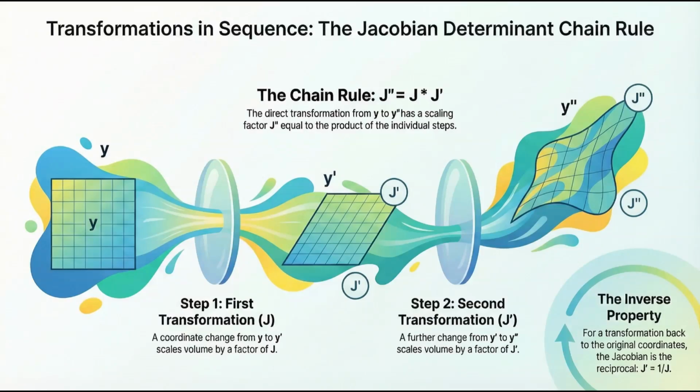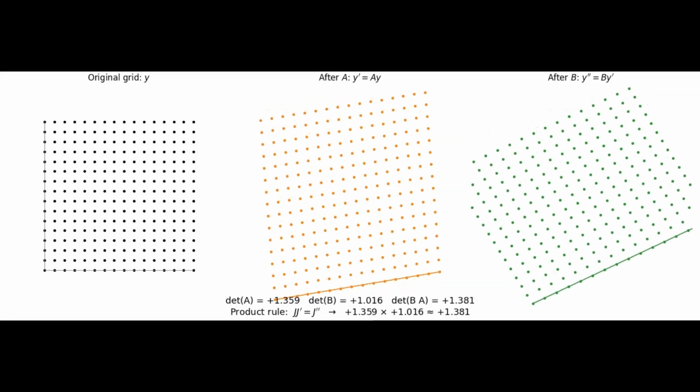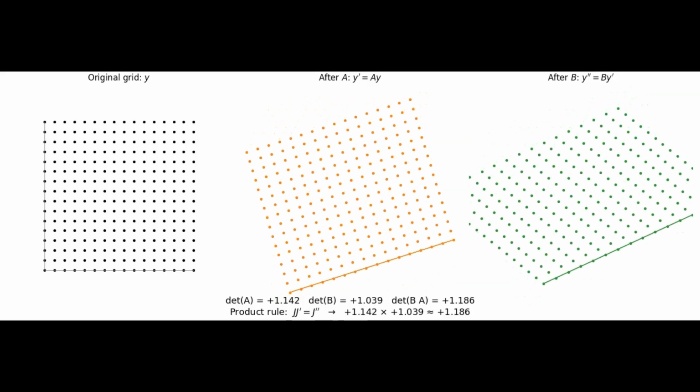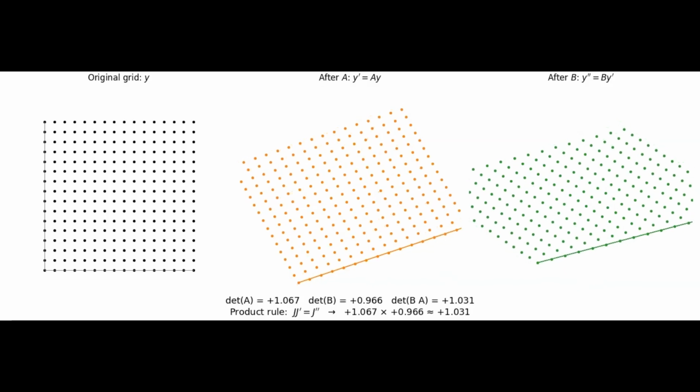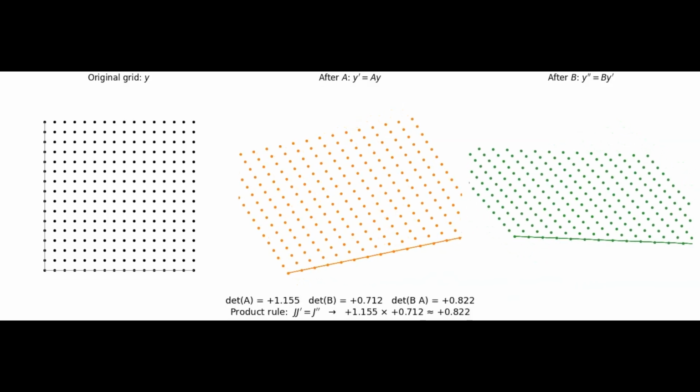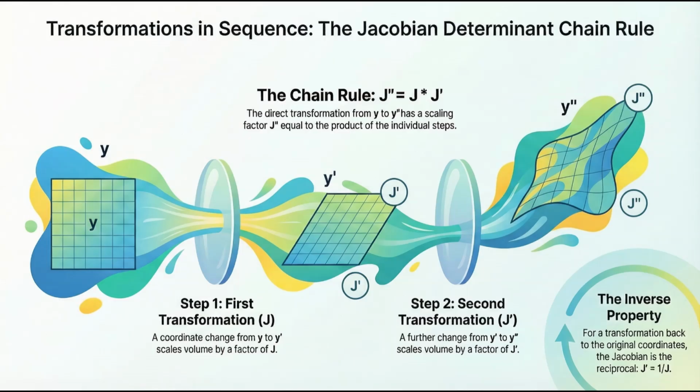This is the brief on Jacobian determinants and coordinate transformations. You know, the Jacobian determinant, J, is basically the local scaling factor. It tells you how much an area or volume stretches or shrinks when you switch coordinate systems.